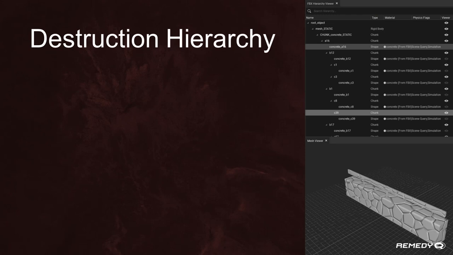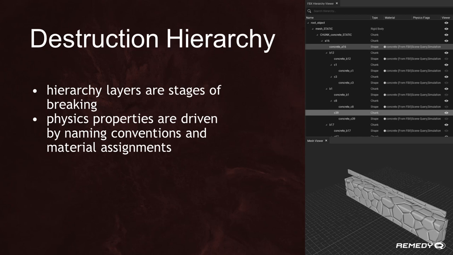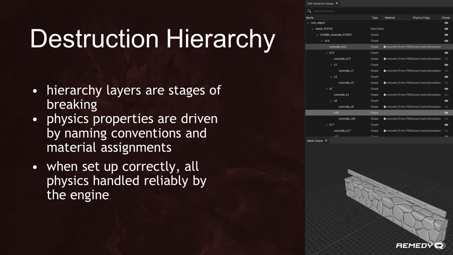And the destruction hierarchy that comes out of that, you see this here on the right, is basically just a mesh hierarchy. So from top to bottom, you go level A, level B, and then you have the collision shapes, and then they know what they're made of. So they're made out of concrete and they're tagged as that. Those hierarchy layers are basically the stages of breaking. And those physics properties are driven by naming conventions. So you name something chunk, something, something, it would be a chunk. You name something shape, concrete, it would then be a shape made out of concrete, shape being the collision shape. And with everything set up correctly, everything would just be reliably handled by the engine, which would be the moment where you celebrate.